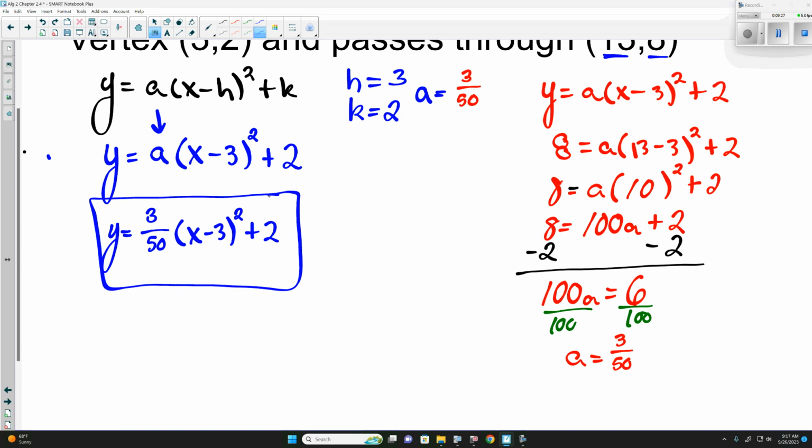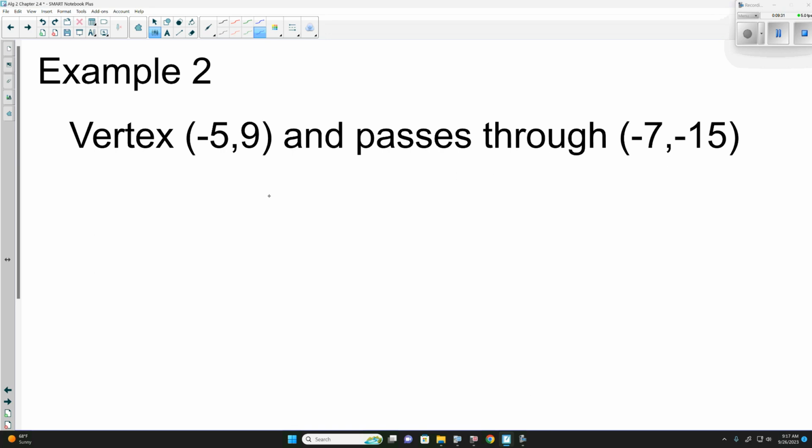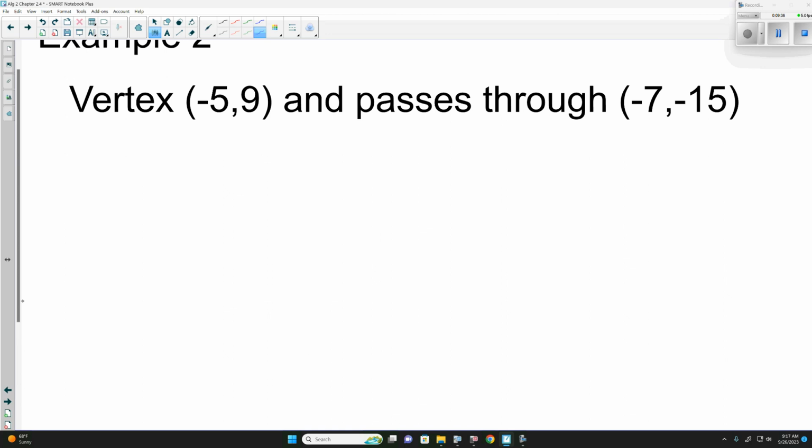All right, we ready to look at the next one? Vertex is the point -5, 9, and passes through the point -7, -15. Again, they gave us vertex and a point. Well, again, we have to pick between vertex form or x-intercept form. Since they gave us the vertex, we're going to use vertex form.